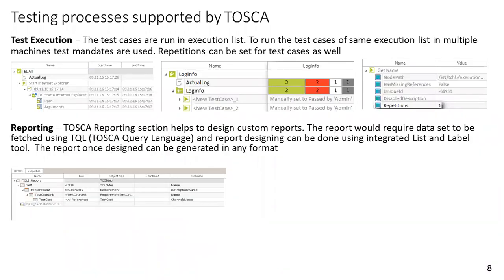Now, this is the test execution process. When you have created your test case, you can drag and drop the test cases to the execution list. The execution list is the place where you drag and drop your test case, and that test case runs. For each and every run, a log is maintained telling the start time and the end time.